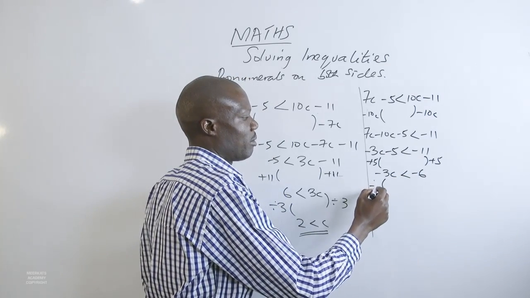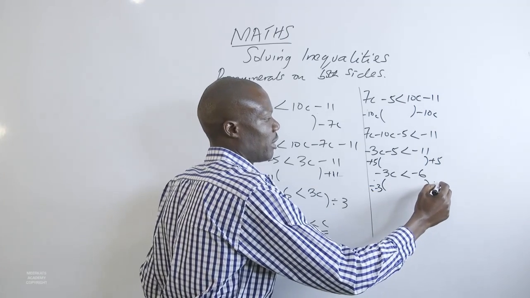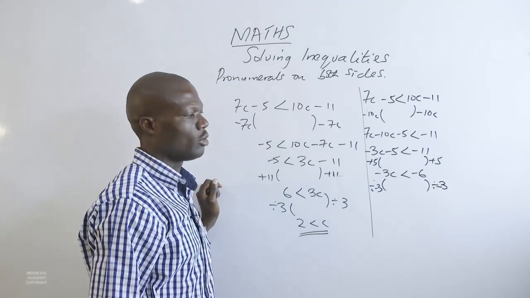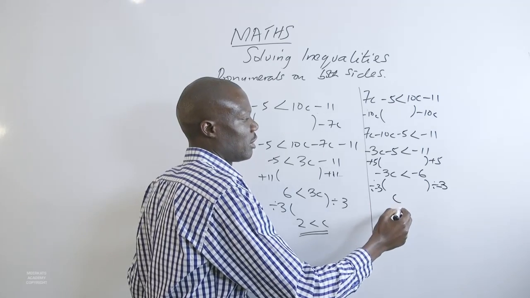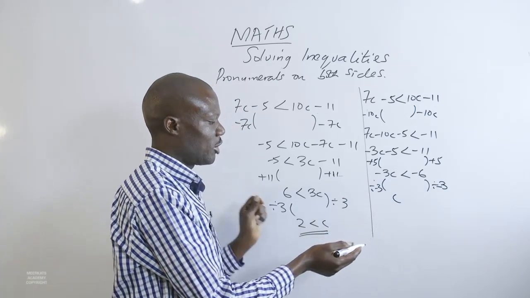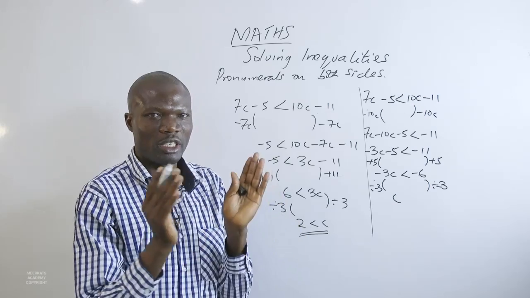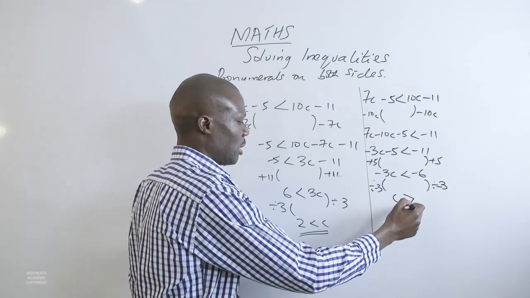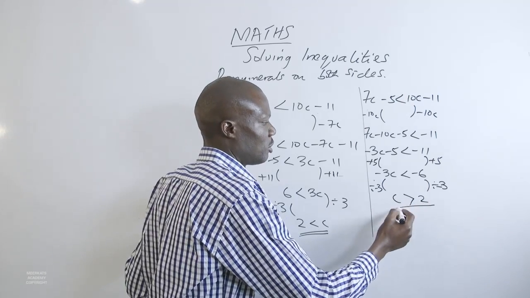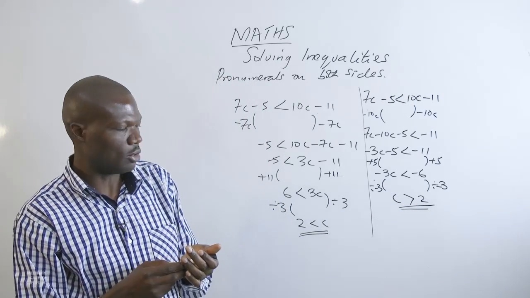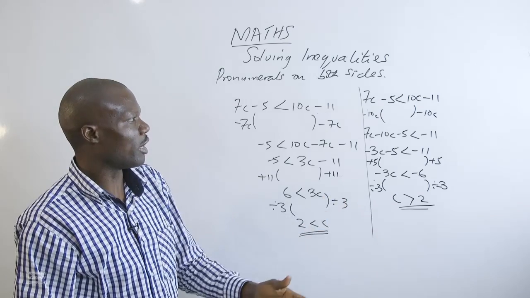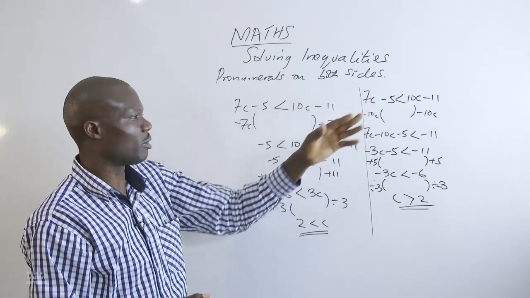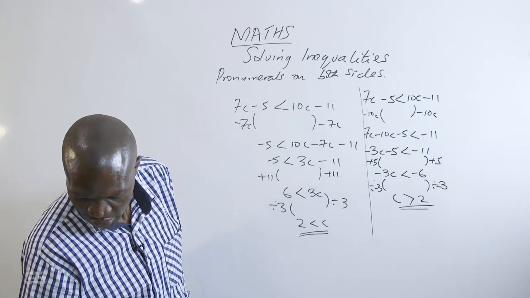Then we divide by minus 3, divide by minus 3. You get c. Now we are dividing by a negative, so the symbol does what? It changes, it is reversed. So it will be c is greater than 2. C is greater than 2. So we can simply work out the same answer even if we don't want to start from the right-hand side.